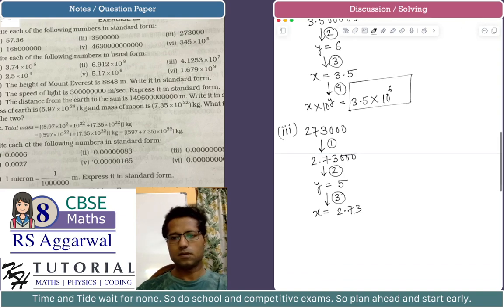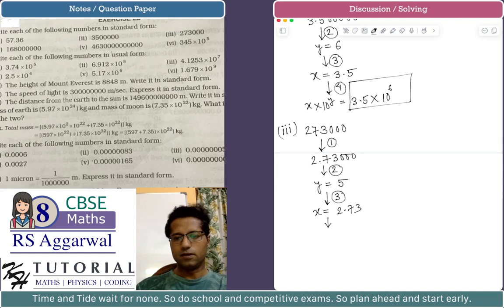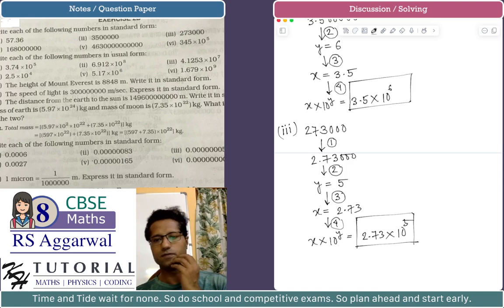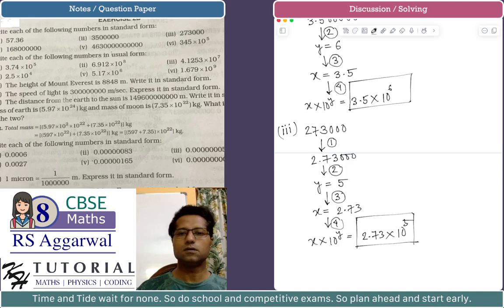So x becomes 2.73. Now the final result after step 4: x into 10 to the power y is equal to 2.73 multiplied by 10 to the power 5. So this is the standard form of the given number 273000. Okay.